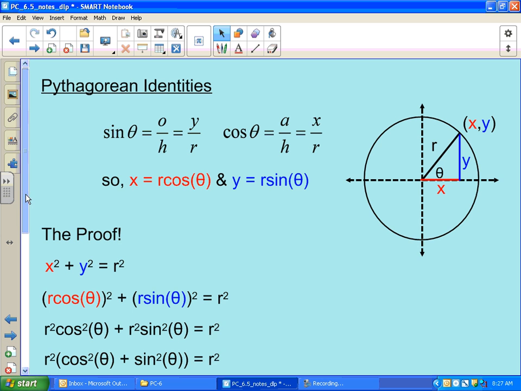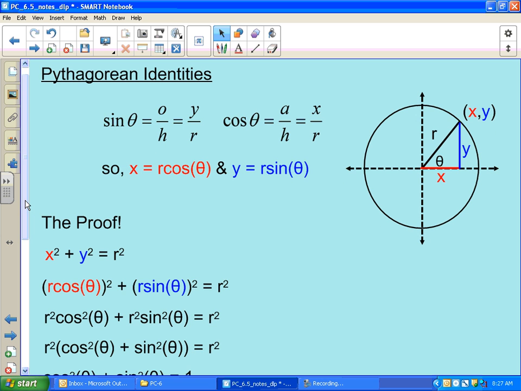And lastly, the big one, it's called the Pythagorean identity. There are many identities that we can develop from this one, but we're just going to introduce the generic identity first. Here's how we create this thing. Going back to our concept of the unit circle, sine is equal to y over r. Cosine is equal to x over r.